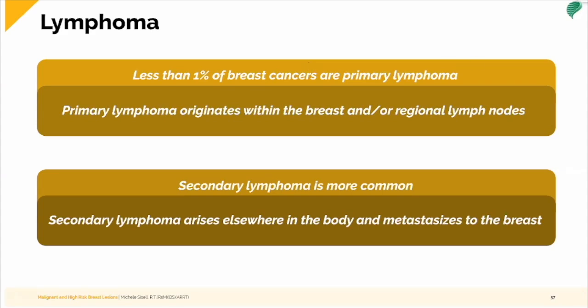All right, lymphoma. This is less than 1% of breast cancers, and they are primary lymphomas. Primary lymphomas originate within the breast and or regional lymph nodes. There's also something called secondary lymphoma, and this is more common, and it arises elsewhere in the body, then it metastasizes to the breast.